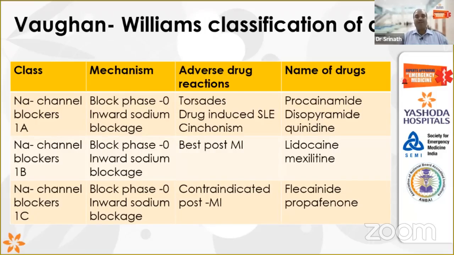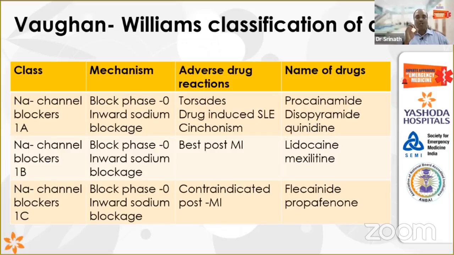The flecainide or propafenone, which you use, you have to be careful, and you should not use flecainide or propafenone, which is contraindicated in the post-myocardial infarction. Now you saw about sodium channel blockers. You are going to see now the beta blockers.